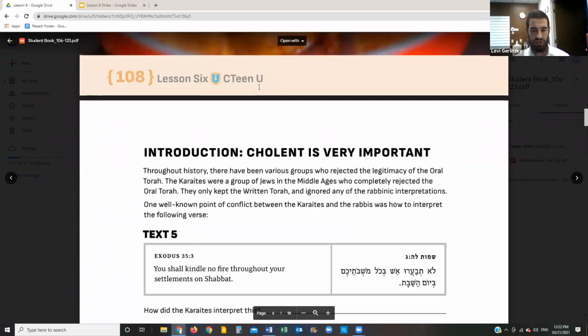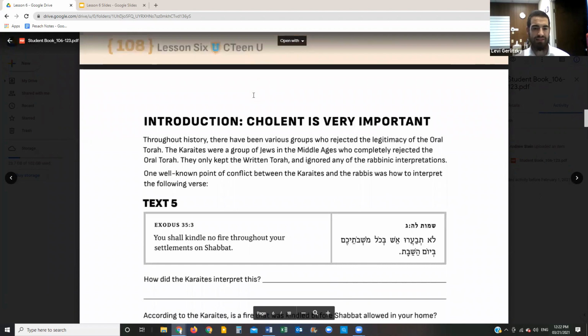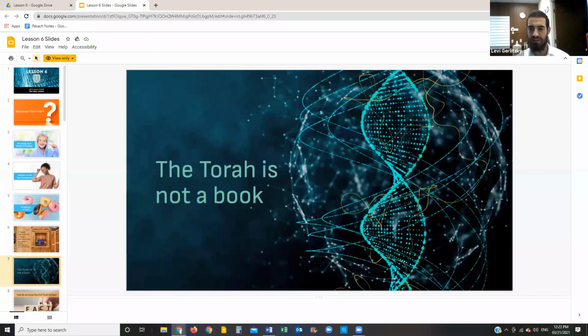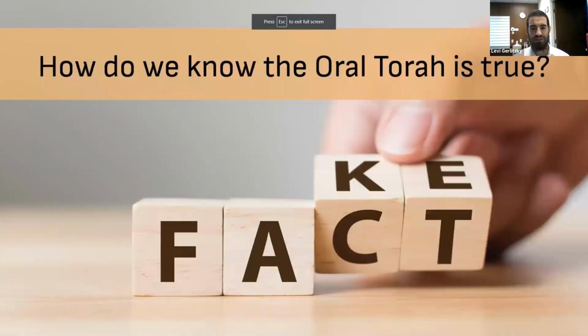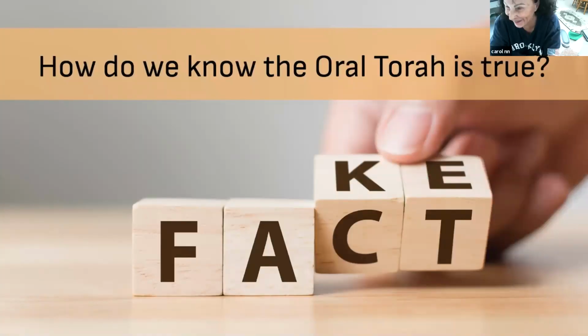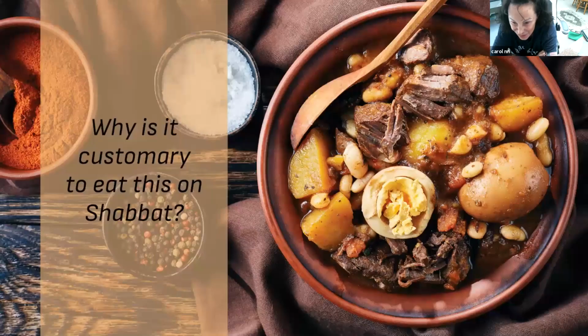So let's start with section number 1, and this is an introduction of the cholent. So let's just show you here a visual. As Jews, we always like seeing pictures of food. So is the Torah fake or fact? It's so true. So we have here a photo.